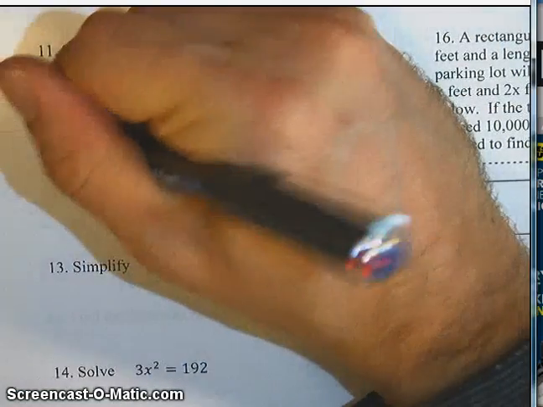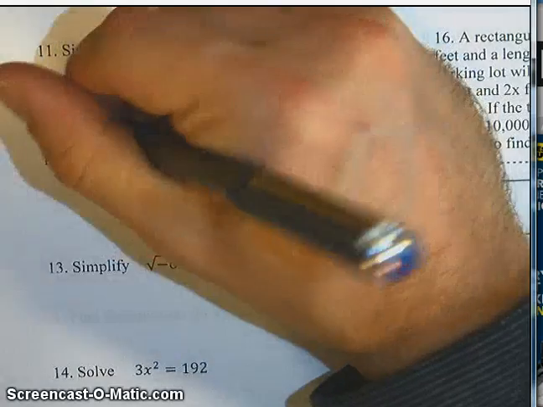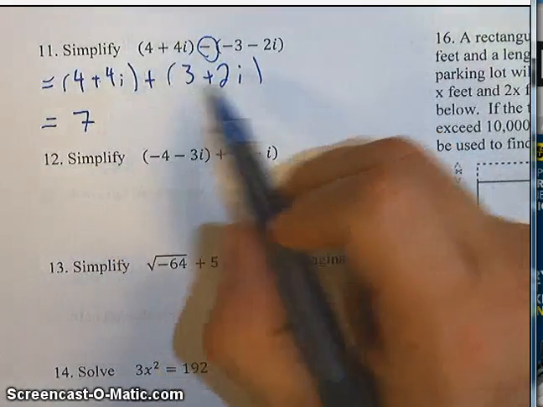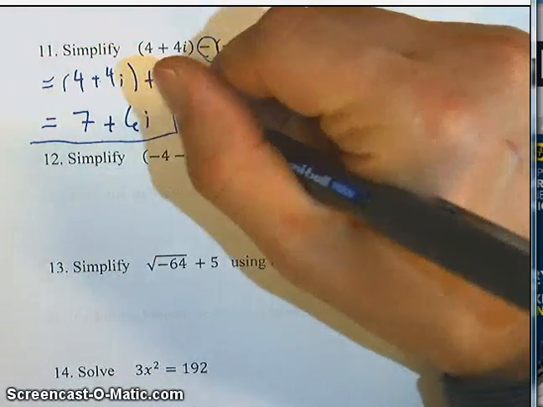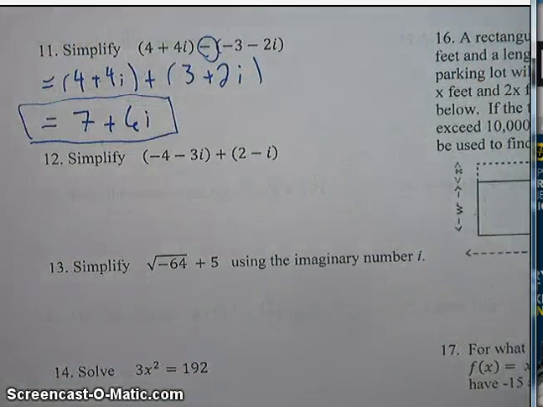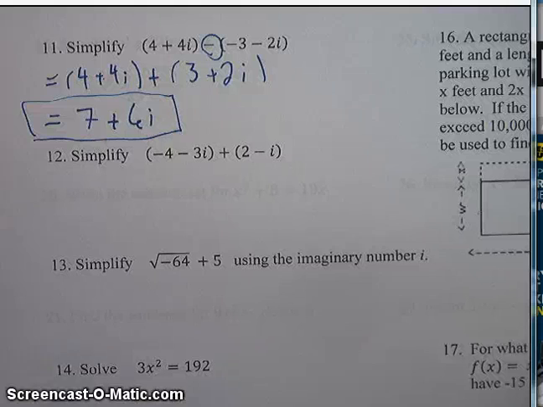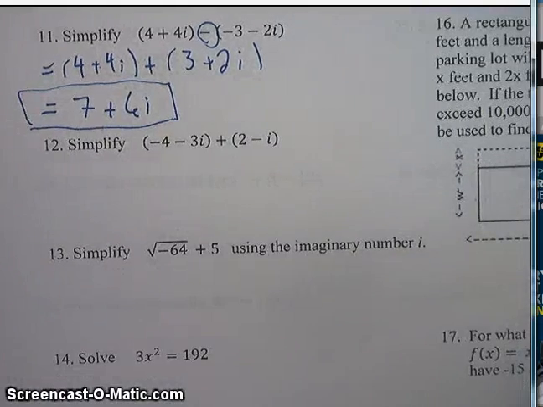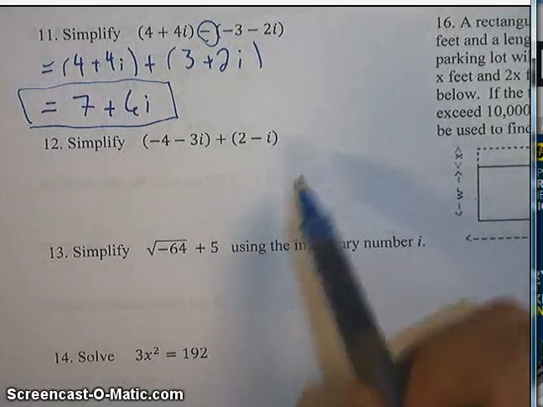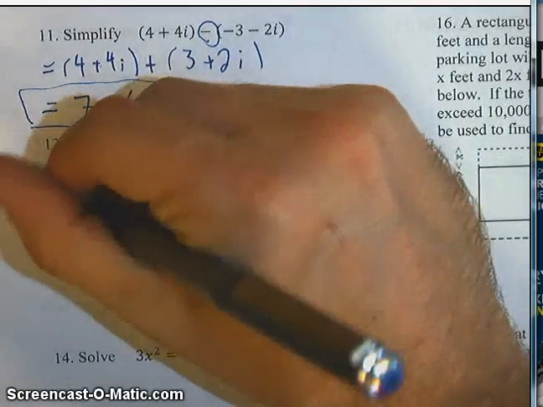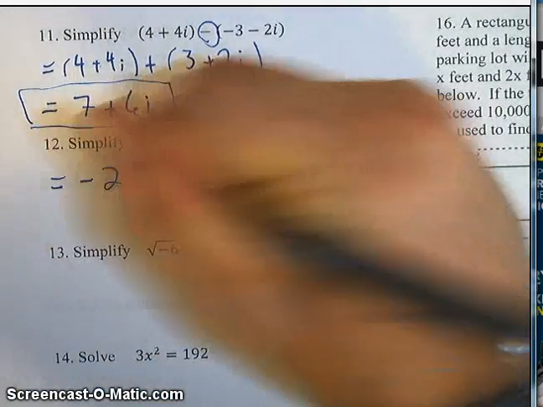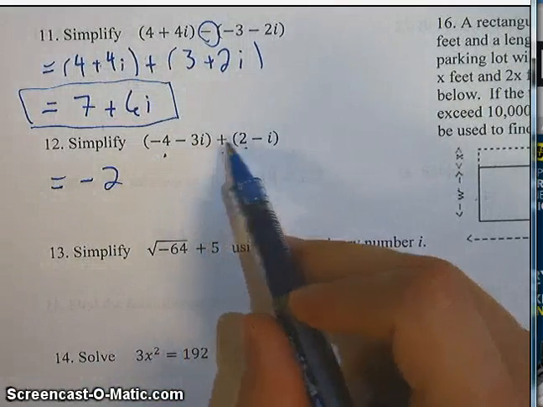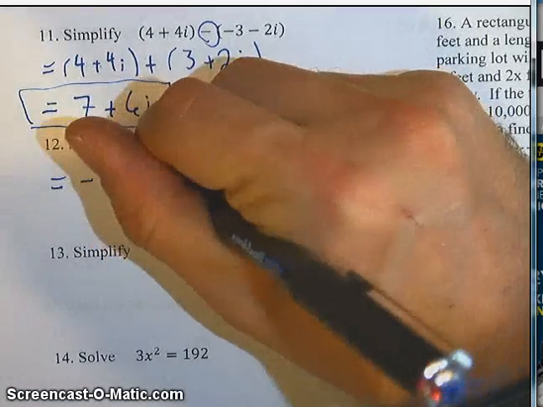So now I'm just combining like terms. 4 plus 3 is 7. 4i plus 2i is 6i, which is the answer. Okay, so the next step is this is the same thing. We're going to combine like terms with these two complex numbers. -4 plus 2 is -2, and -3i plus -i is -4i.